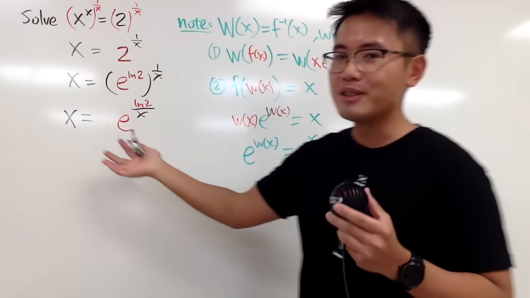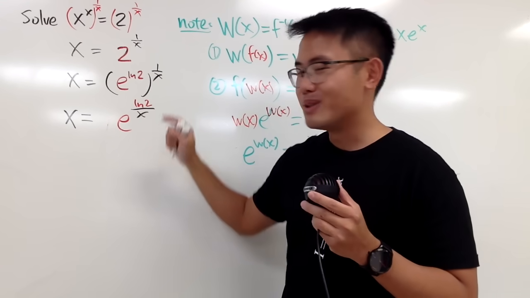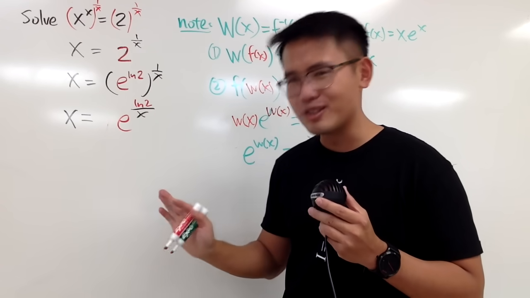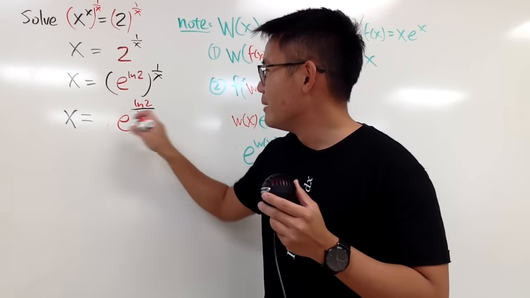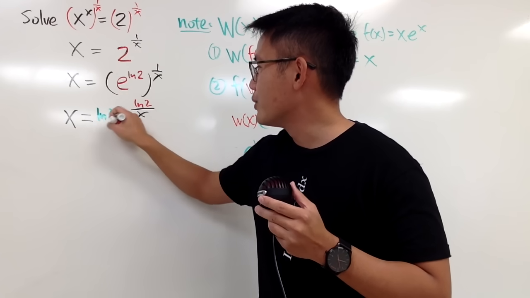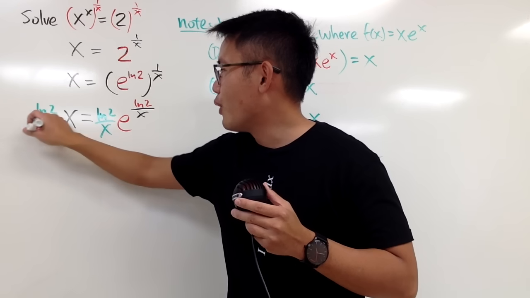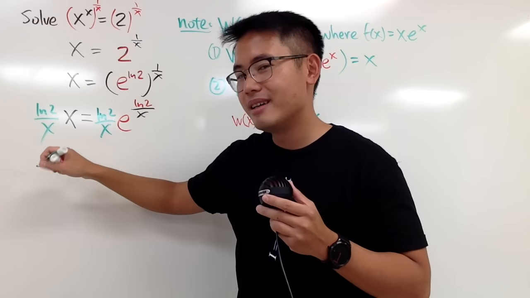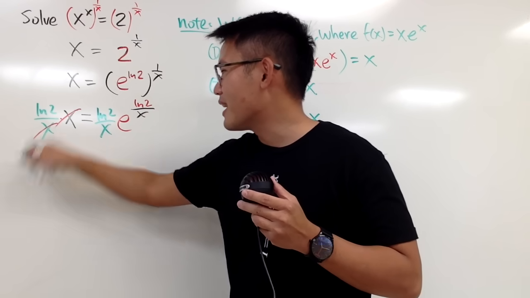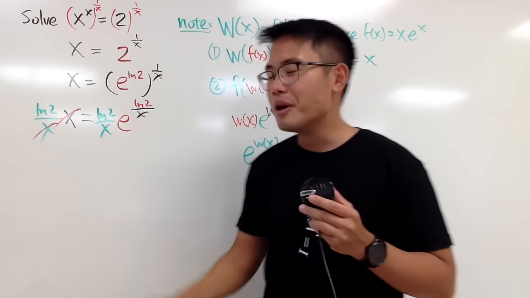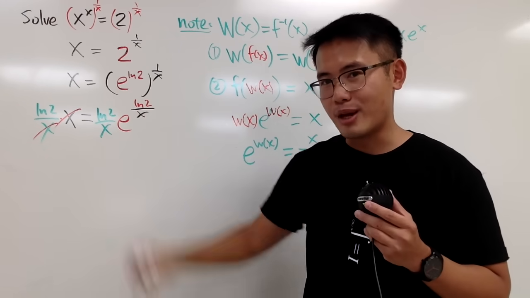Well, it's okay. I can just multiply both sides by ln2 over x. And that's going to be so nice. Why? Because yes, I will multiply by ln2 over x here, and I will also multiply by ln2 over x here. So nice. This x and that x cancel each other out. So in fact, you just have all the x on the right hand side now.